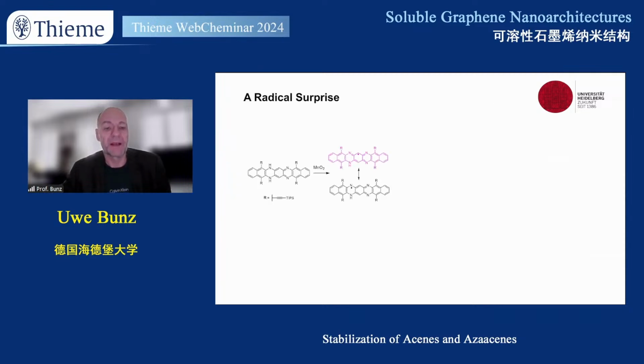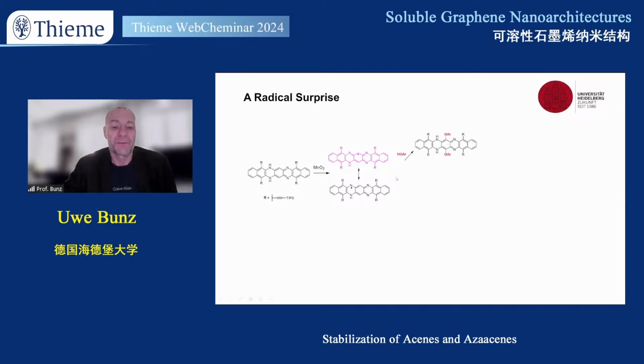What's the mechanism of this dimerization reaction? So we assume that in the presence of manganese dioxide, which you always need, or you could also use lead dioxide, you form a highly stabilized radical, which basically is stabilized by these two imines here.